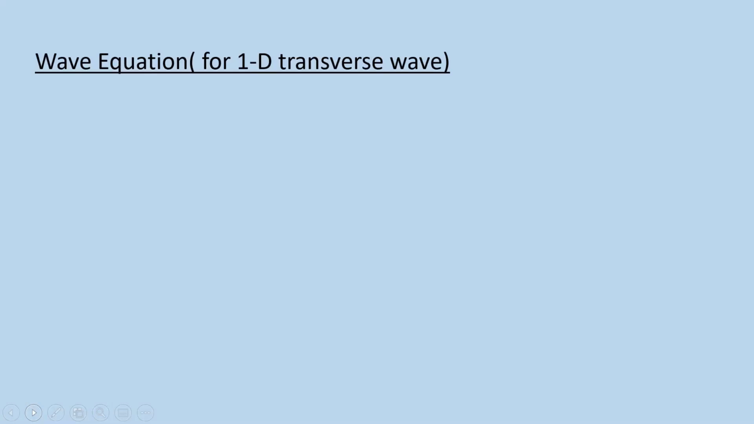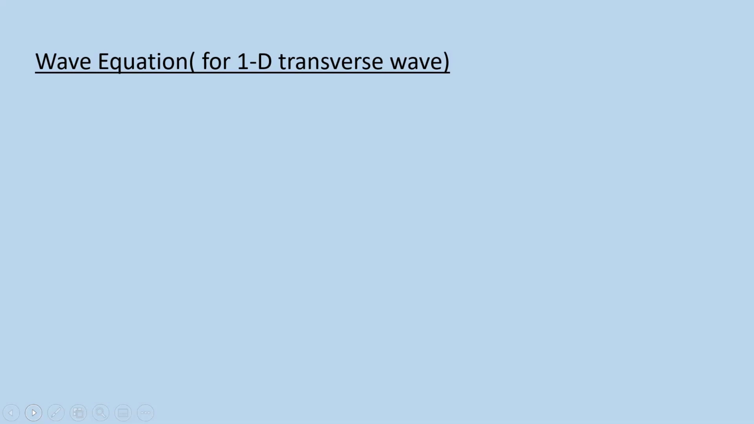Wave equation, 1D transverse wave. For a 1D transverse wave, we saw in the previous slide that in wave motion there are three variables: x, y, and t. x is the location of the particles of the medium, y is the direction along which particles of the medium are moving, and t is time. So a wave equation is an equation which enables us to tell the motion of each particle at any time.